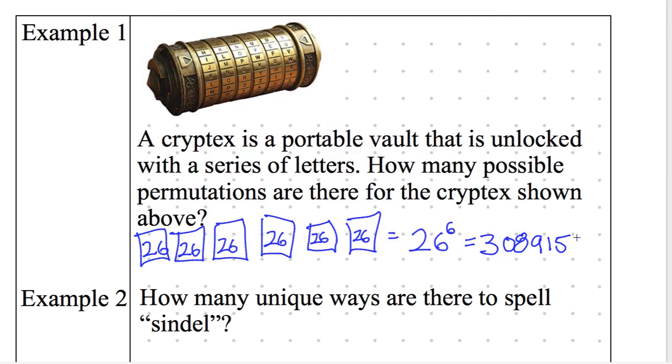There is a reason why it's hard to break a cryptex, because there are a lot of possibilities. Granted, it's probably going to be a word, so it's going to be narrowed down. Neither is Z, X, Q, Q, Z, Y. It's probably going to be a word, but still, that is the total number of possibilities it could be.